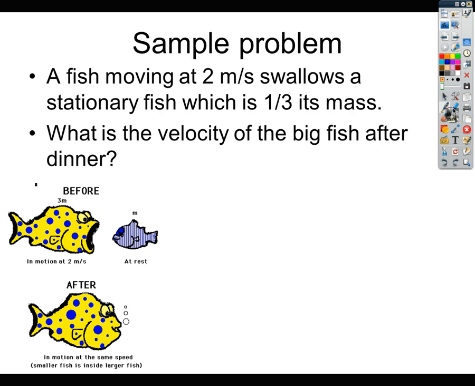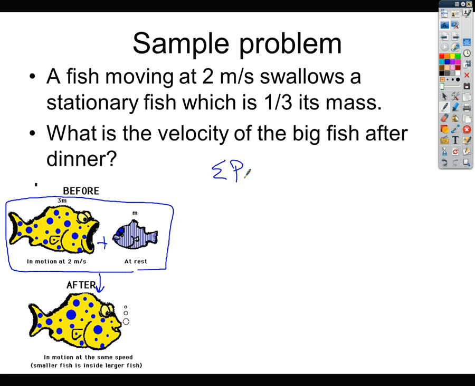A fish is moving at 2 meters per second and swallows a stationary fish, which is 1/3 of its mass. What's the velocity of the big fish after dinner? So obviously this is going to be an inelastic collision. We have two things and they become one thing. And so because of that, we've got that inelastic collision.